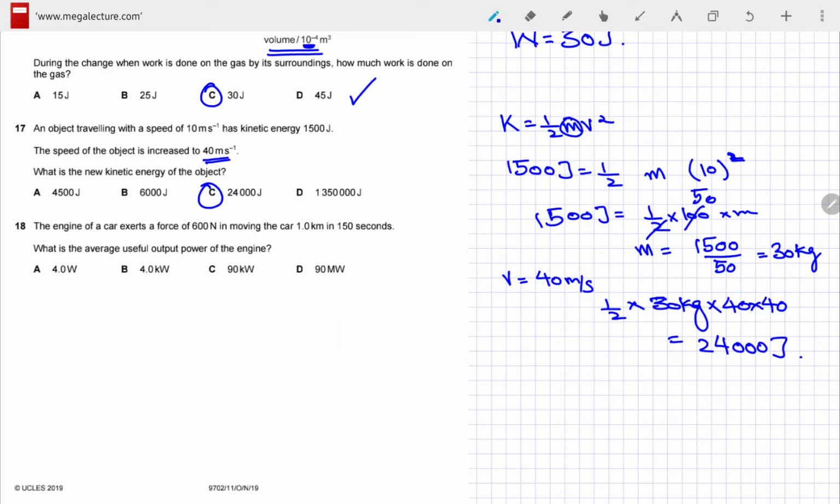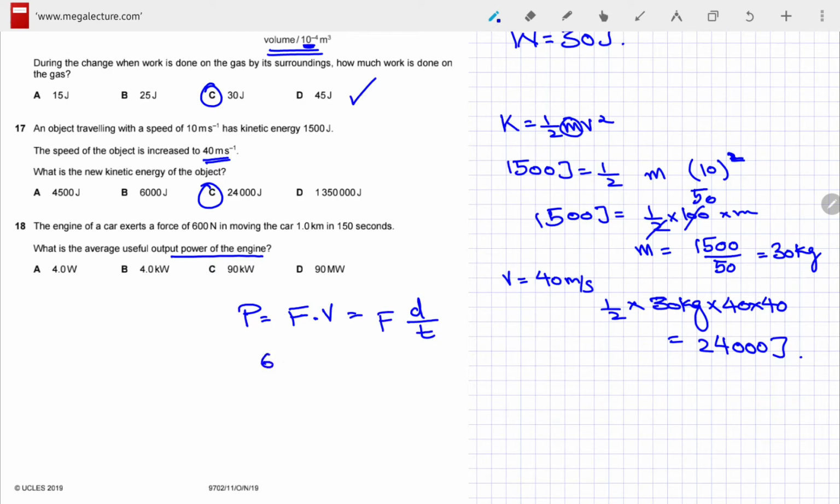So the next question is that the engine of the car exerts a force of 600 newtons in moving the car 1 kilometer in 150 seconds. We are asked to compute the average useful output power of the engine. We know that the expression for power is force times velocity. But what is velocity? It is distance per unit time. So this is the expression for power.